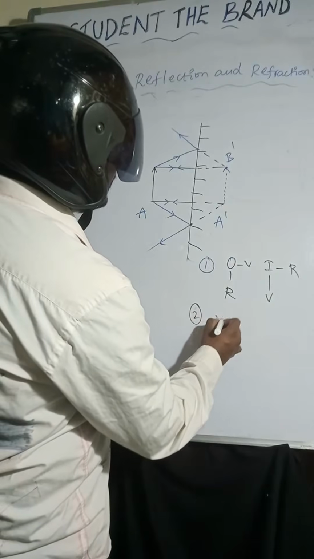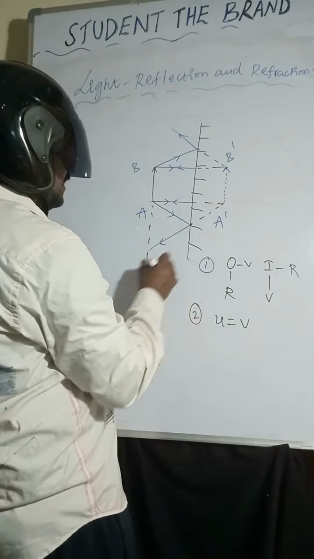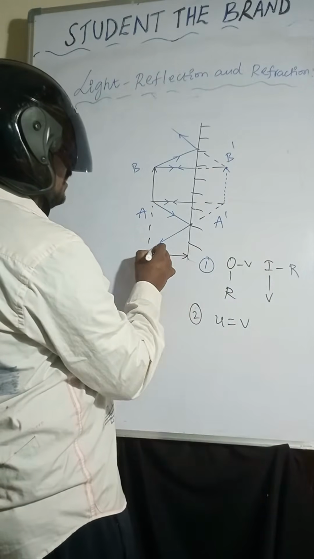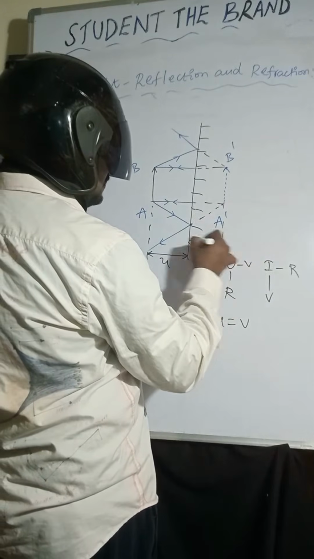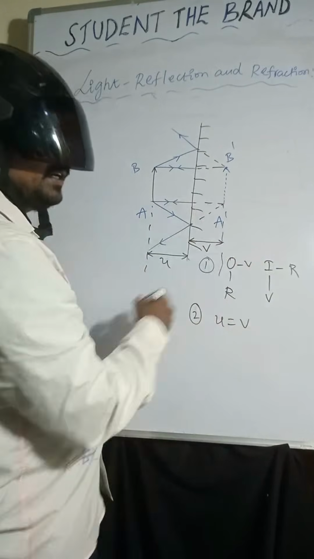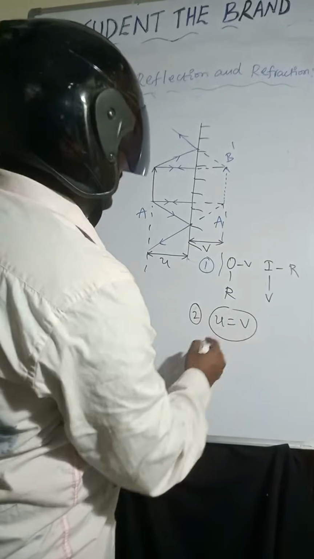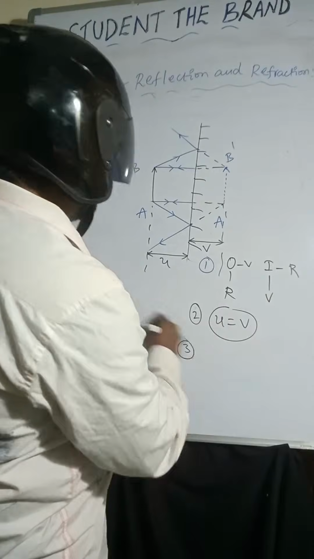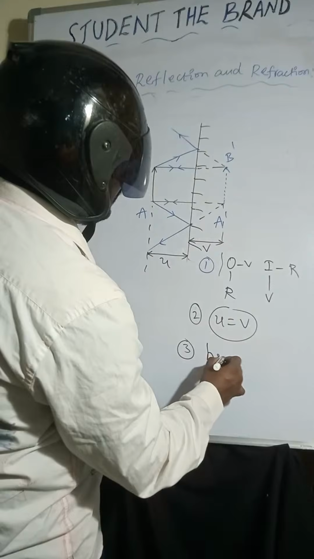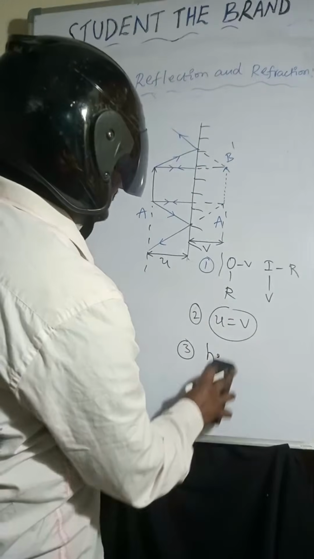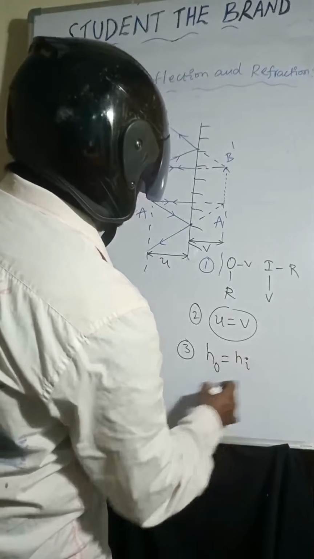Coming to the second one, object distance is equal to image distance. The distance between object and mirror is the object distance. The distance between image and mirror is called the image distance. Object distance is equal to image distance. Coming to point number 3, size of the object is equal to size of the image. That is nothing but height of the object is equal to height of the image.